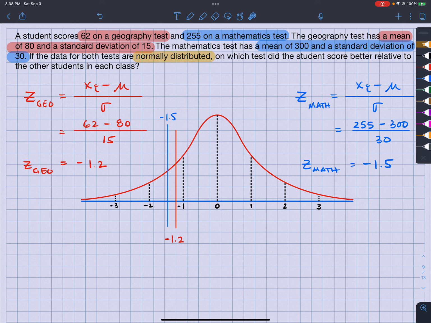So with that being said, the answer is C. The geo test actually had the better score.